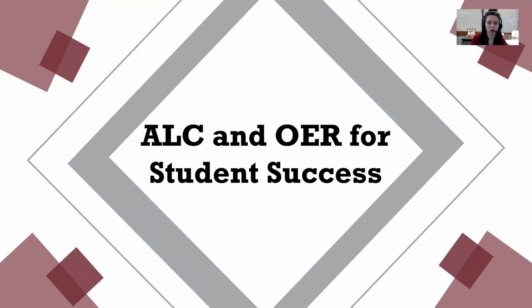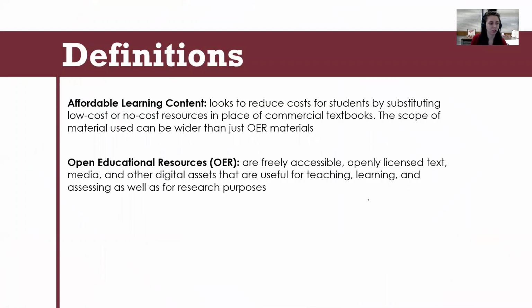And today I'm here to talk to you about how open educational resources and affordable learning content work together to promote student success. First, let's go over some definitions. Affordable learning content looks to reduce costs for students by substituting low-cost or no-cost resources in place of commercial textbooks. The scope of material used can be wider than just OER materials.